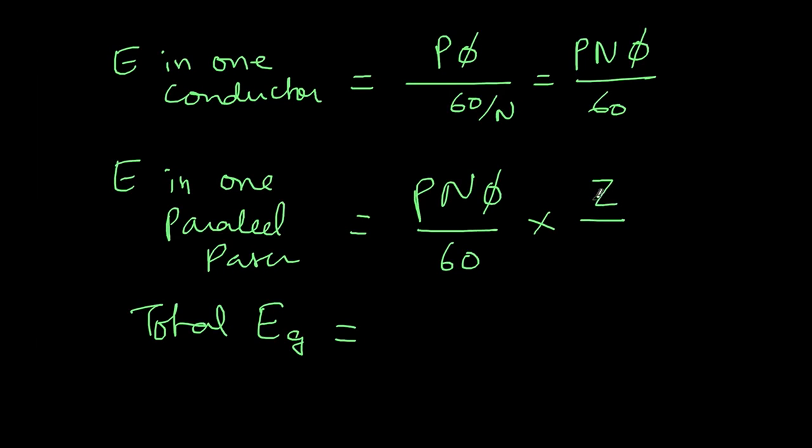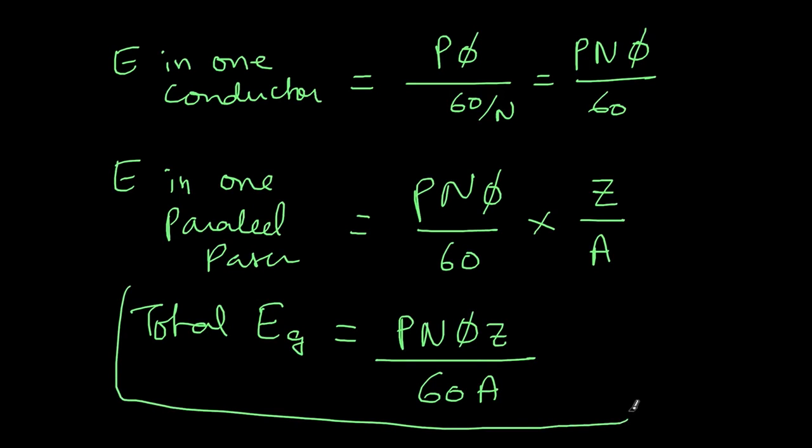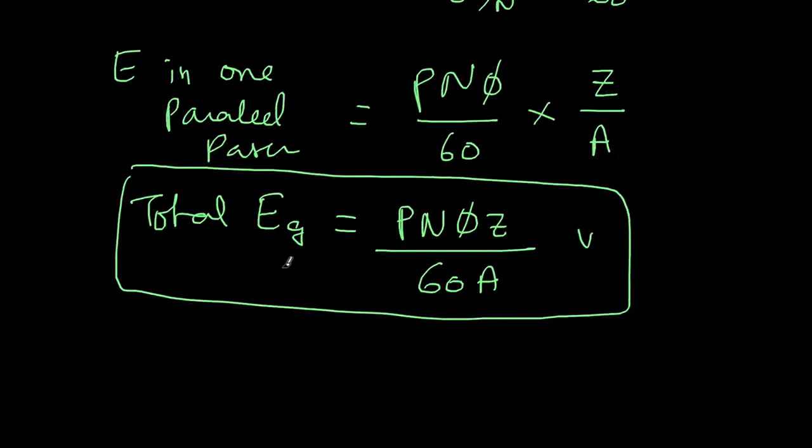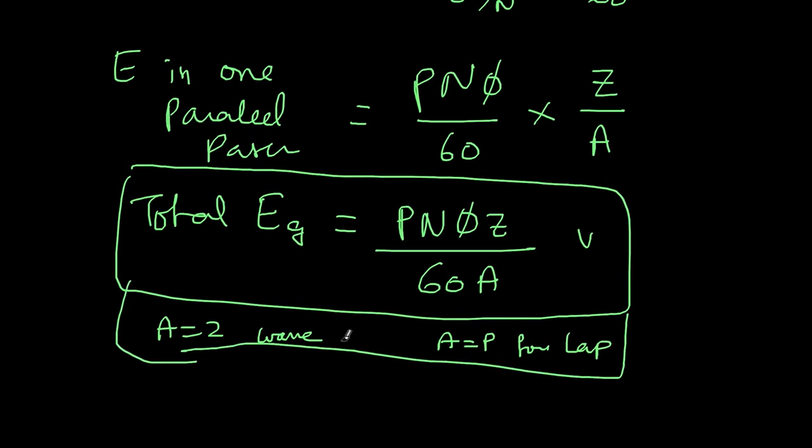There is a Z and then A will be your answer. So finally I'll get P n phi Z by 60A. This is the EMF equation for the generator. So A equals 2 for wave winding and A equals P for lap winding. This you can also add as additional information.